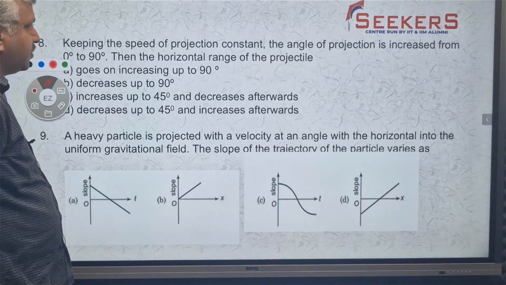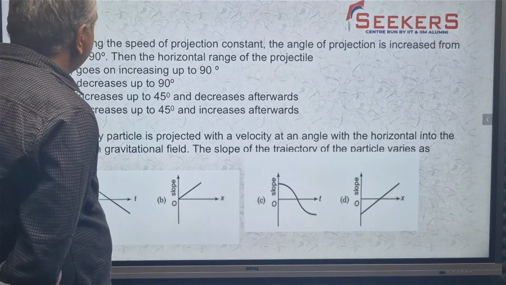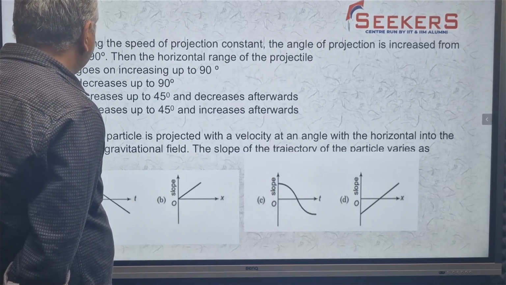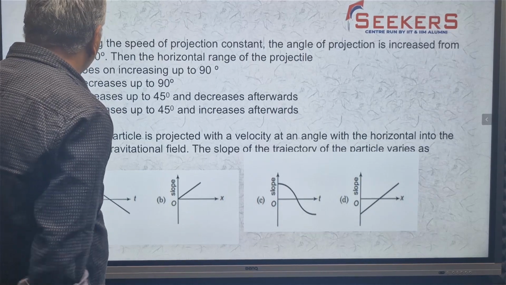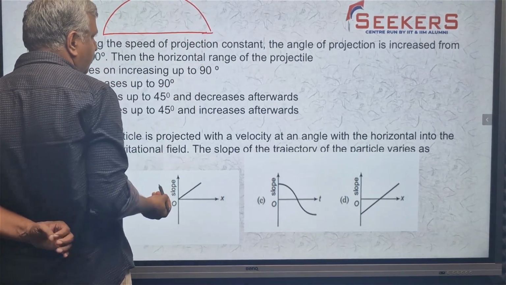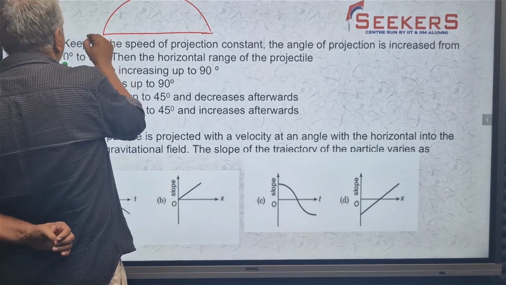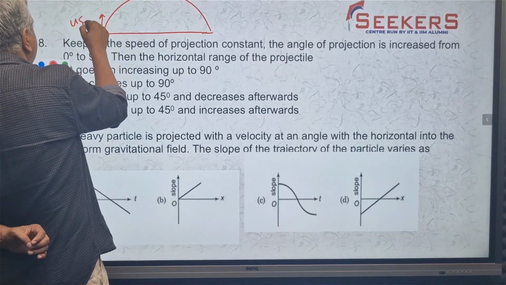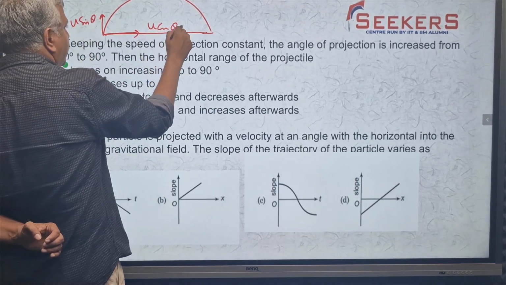Keeping the speed of projection constant, the angle of projection is increased from theta to 90. Then the horizontal range of the projectile. So this is the horizontal range of the projectile. Some of you may have forgotten the formula for that. Remember, upward velocity is u sine theta, horizontal velocity is u cos theta.